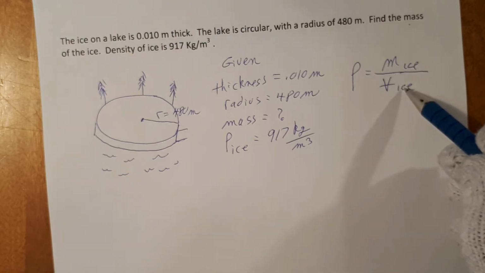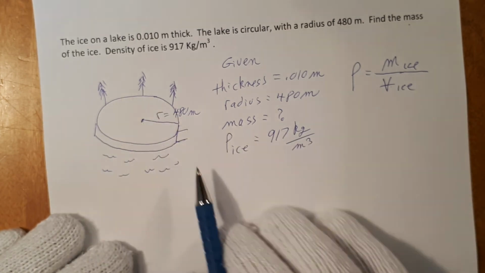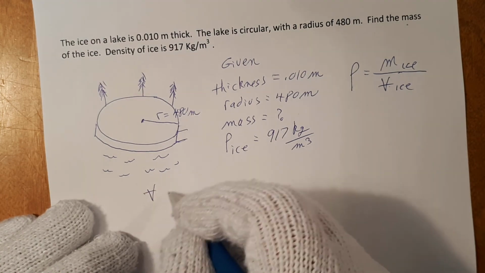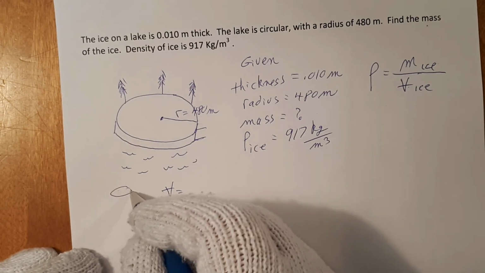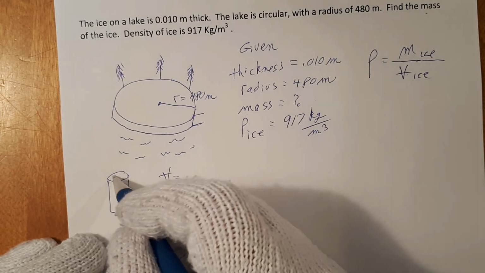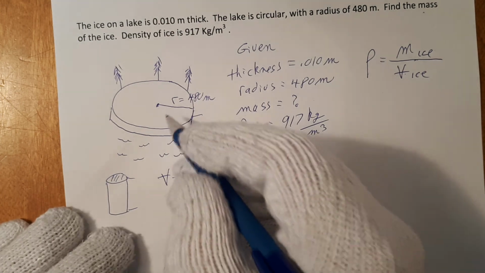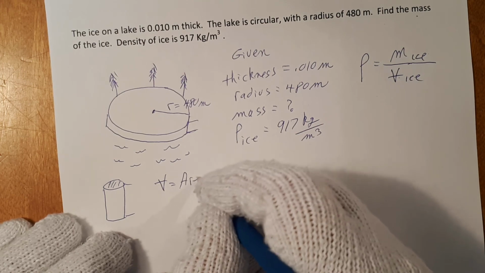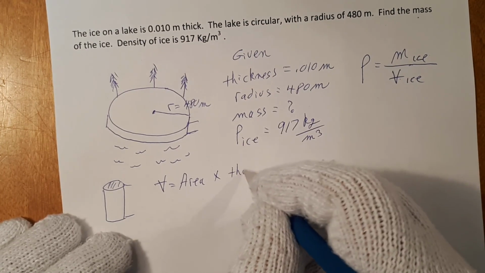Having said that, we need to calculate the volume of the ice. And we have some information here. Volume, and this is basically a cylinder. If this were drawn like this, here's a cylinder. The volume of a cylinder is the area on the top times the height or the depth. So the volume of this ice right here would be the area on the surface times the depth or the thickness of the ice. We'll call that thickness.